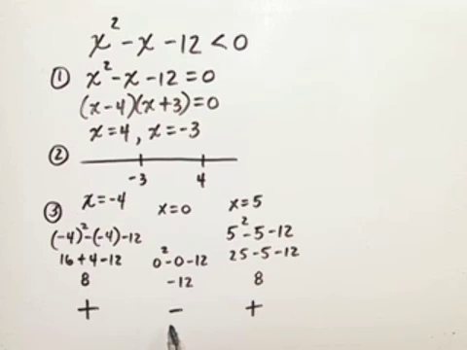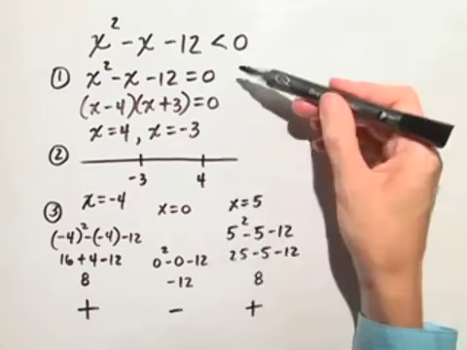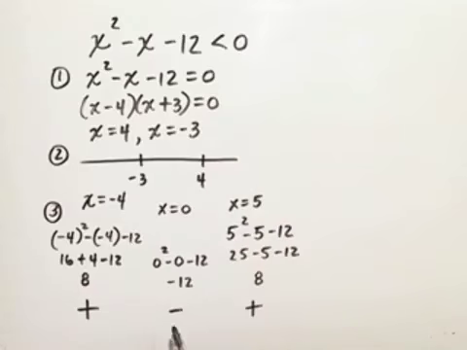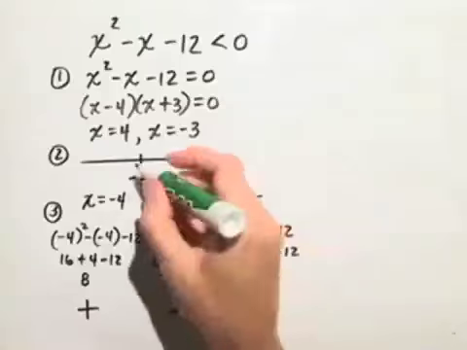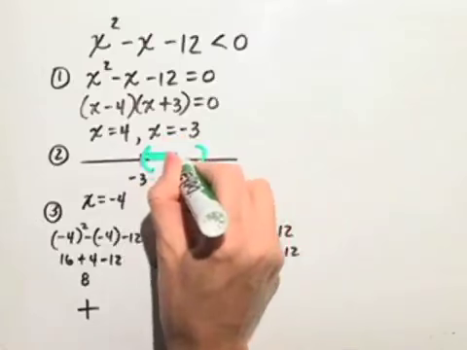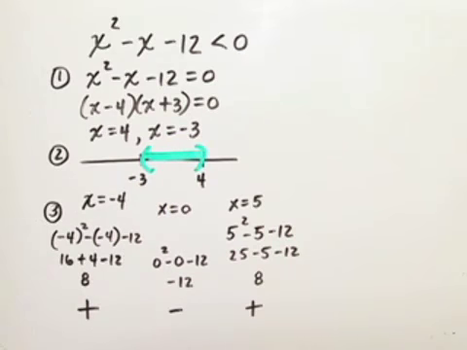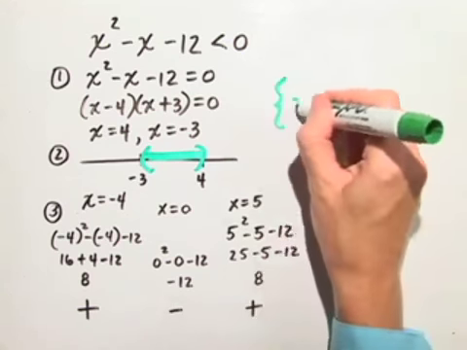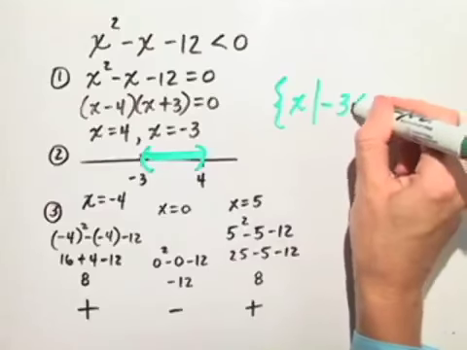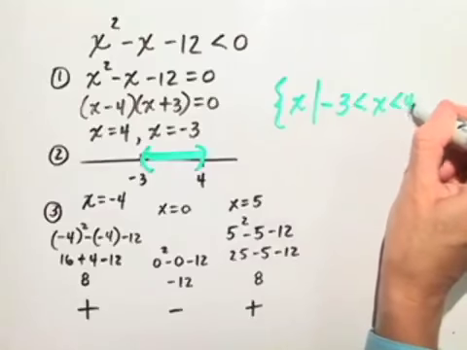Now, in order to write our solution, we need to look at what the original problem was asking. We want to know when this function is less than 0, or in other words, when is it negative? Well, clearly it's negative in the interval here between negative 3 and positive 4. So the graph is an open interval between negative 3 and 4, since it does not include the endpoints negative 3 or 4. The solution set is the set of all x such that negative 3 is less than x, which is less than 4.